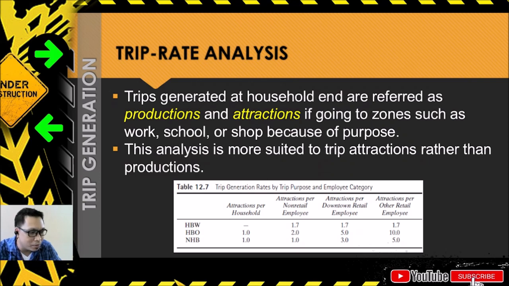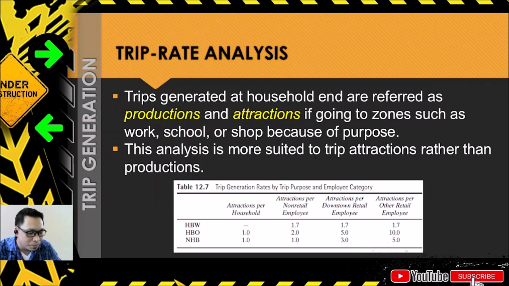Okay, so let us discuss trip rate analysis. Trips generated at households are referred to as productions and attractions. If going to zones such as work, school, or shop because of purpose, this analysis is more suited to trip attractions rather than productions. Trip rate analysis makes use of a table, compared to cross classification. In cross classification, we ourselves need to generate the classes, but those classes will be based on the data we gathered through survey. This one is also a product of the survey method, that is why we can create a table.